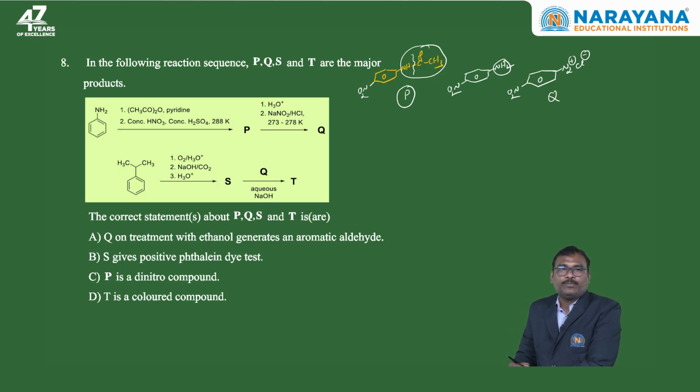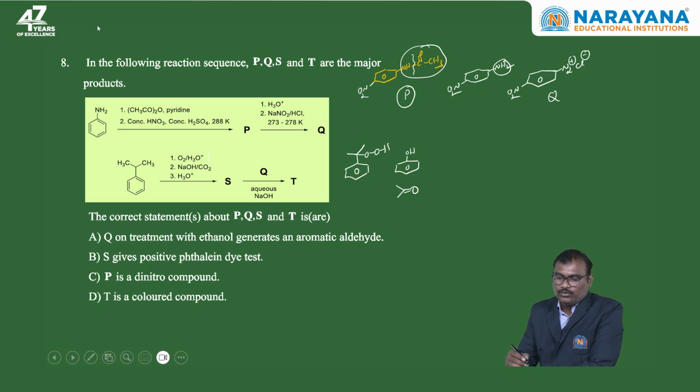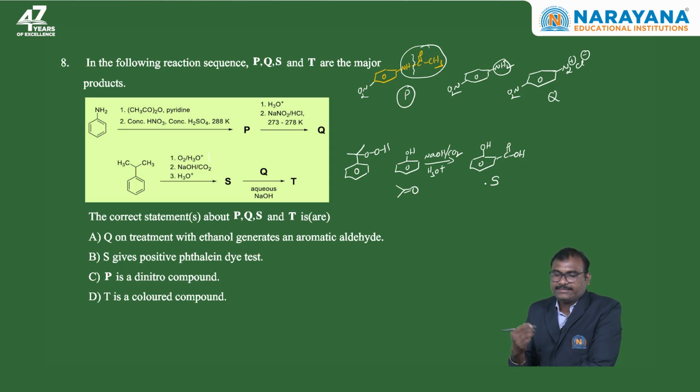What is that? Isopropyl benzene on oxygen in the presence of hydrolysis gives cumene hydroperoxide by the mechanism, which gives phenol and acetone. Phenol on NaOH, CO2, followed by hydrolysis, the Kolbe reaction, gives salicylic acid. This is S.